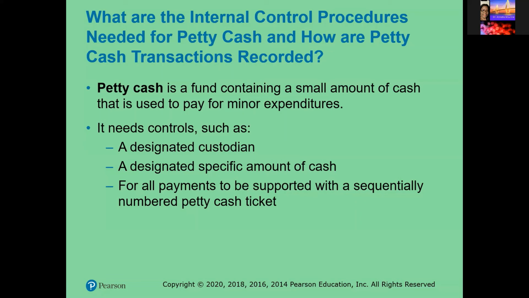Petty cash controls require the following. 1, a designated custodian of the petty cash fund. 2, a small amount of cash to be kept in the petty cash fund. And 3, all petty cash payments supported with a petty cash ticket. These tickets are sequentially numbered.